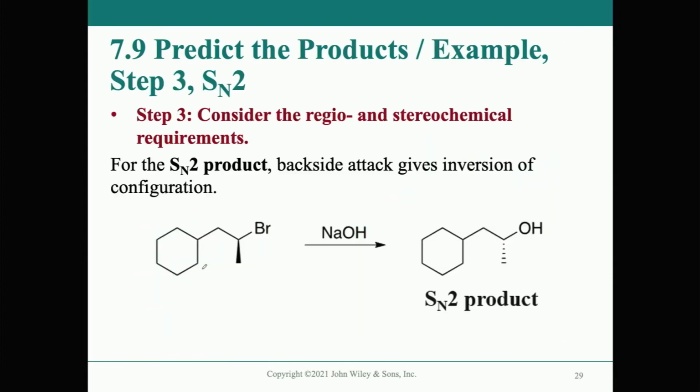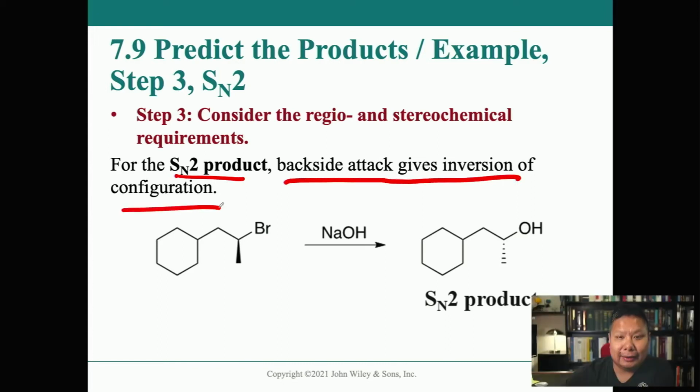Cool. Then step 3, consider the regio and stereochemical requirements. For an SN2 product, backside attack gives inversion of configuration. We already established that this was going to be an E2 reaction, so you don't even really have to do this part with the substitution, the SN2 reaction. But it's good to practice.